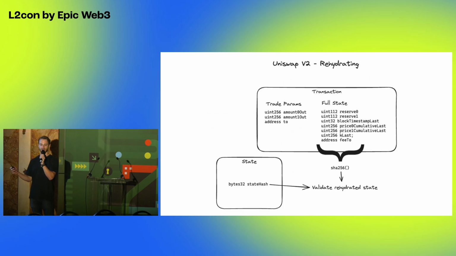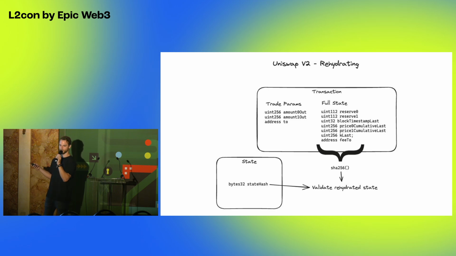So since we don't have all this data actually in the blockchain state, but Uniswap still needs to know this data when someone's trying to make a trade, when someone's adding liquidity, when someone's trying to use Uniswap. So instead of having the smart contract load this data out of state, the user has to provide that data in their transaction.